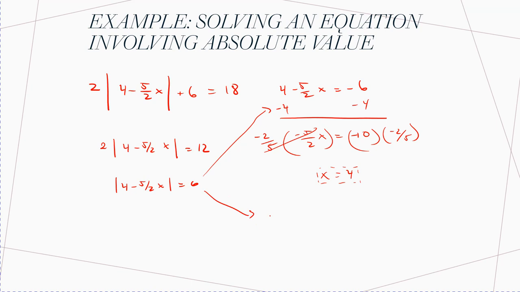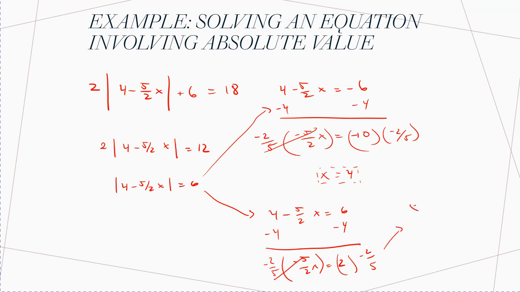And then look, the other one is that 4 minus 5/2 x is just equal to 6. I'm going to subtract 4 from each side. And then you're just going to multiply both sides by minus 2/5. So these cancel. And you get another solution here: x is equal to 2 times minus 2, which is minus 4 over 5.